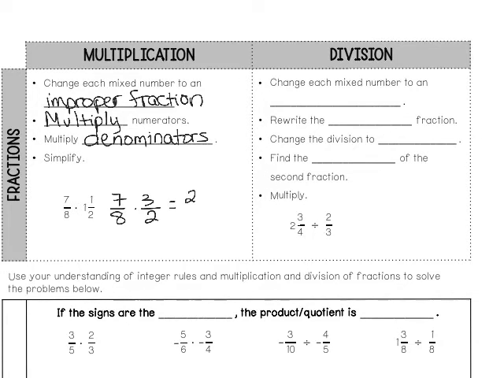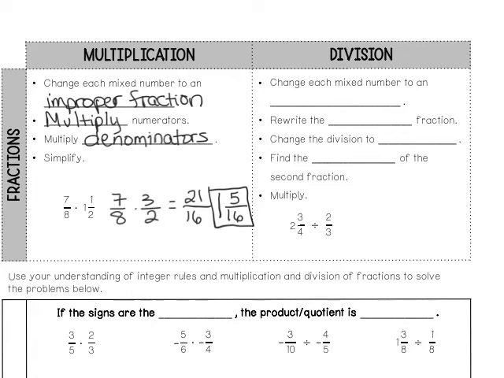So 7 times 3 is 21. 8 times 2 is 16. And now I need to simplify. So I can get one group of 16 out of 21 with 5 remaining. And that's my final answer.